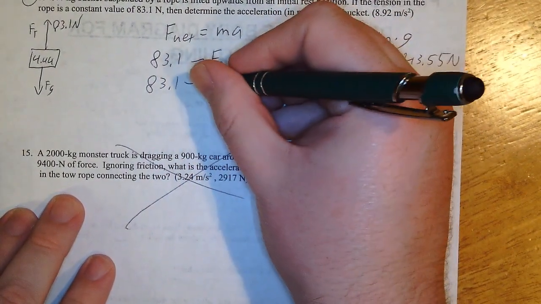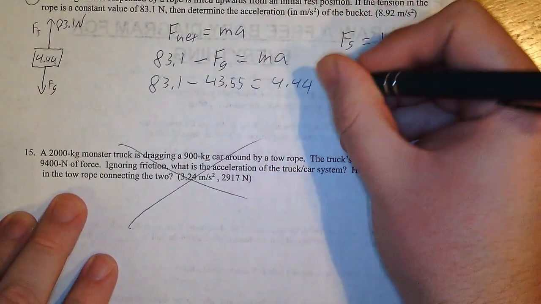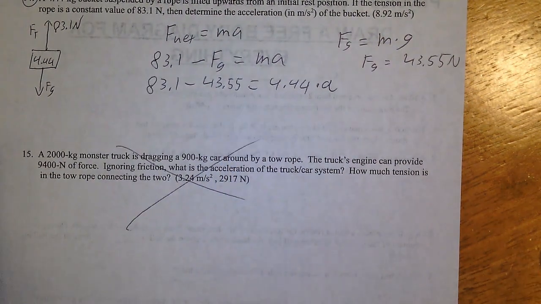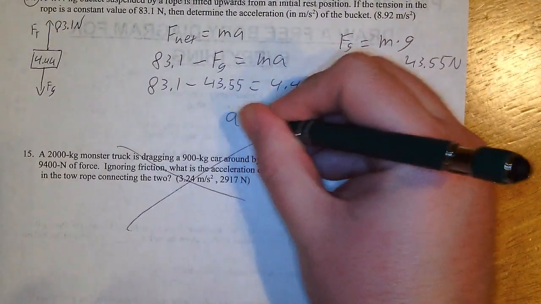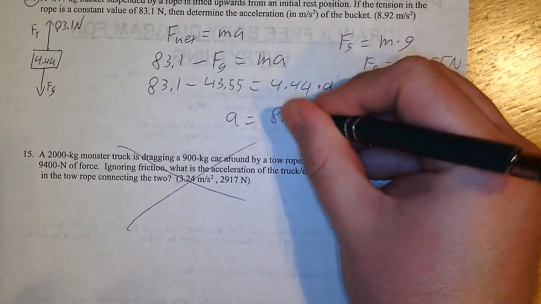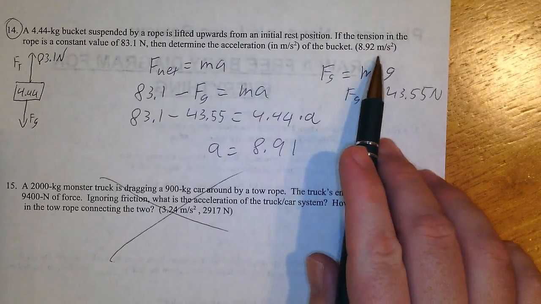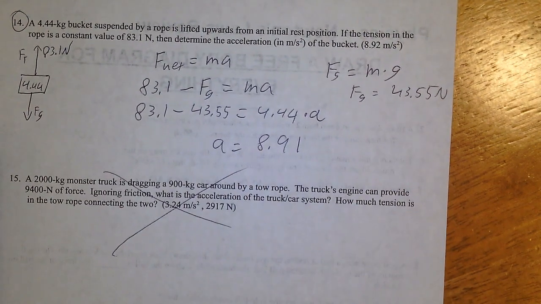So I can then plug this into my equation and solve. So 83.1 minus 43.55 equals 4.44, the mass times the acceleration. So I can now do this. So 83.1 minus 43.55 gives me 39.55 divided by 4.44 gives me my answer of the acceleration equals 8.907 or 8.91. Rounded this up a little too much, but there we go. That is my acceleration of the bucket.